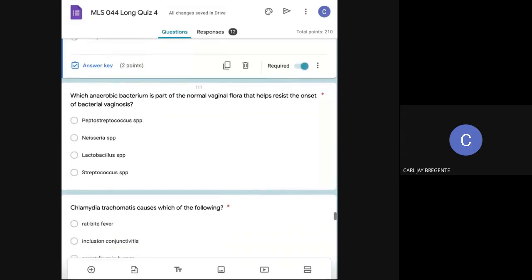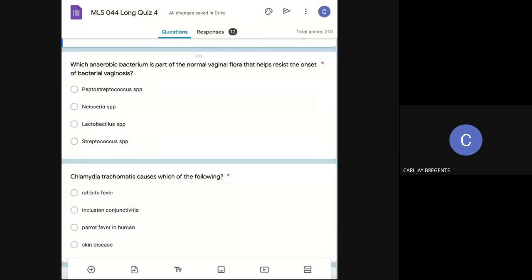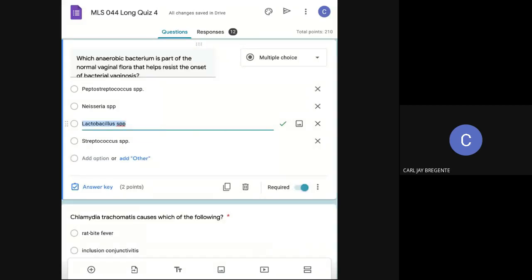Which anaerobic bacterium is part of the normal vaginal flora that helps resist the onset of bacterial vaginosis? I think you know this: it is Lactobacillus species, a normal flora of the vaginal area or genitalia. This Lactobacillus species is different from the Lactobacillus found in Yakult.